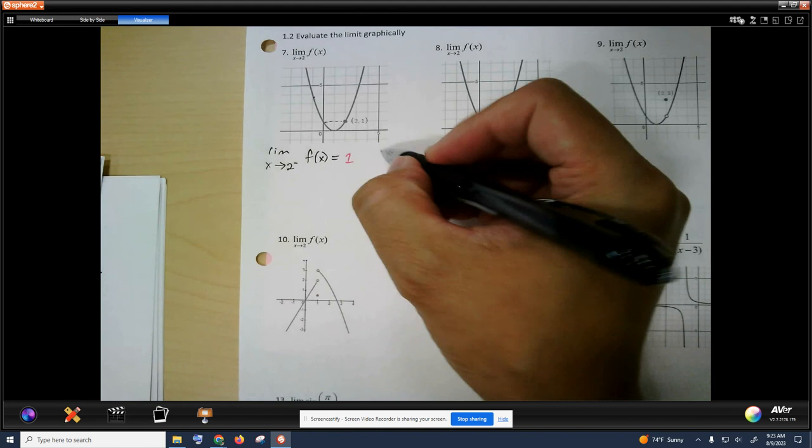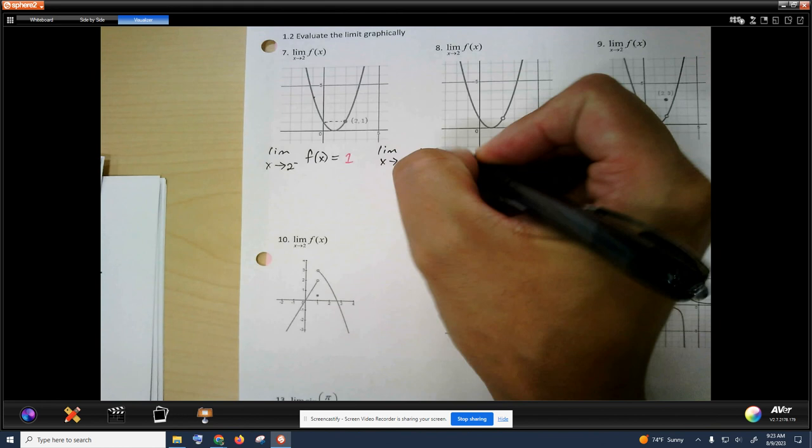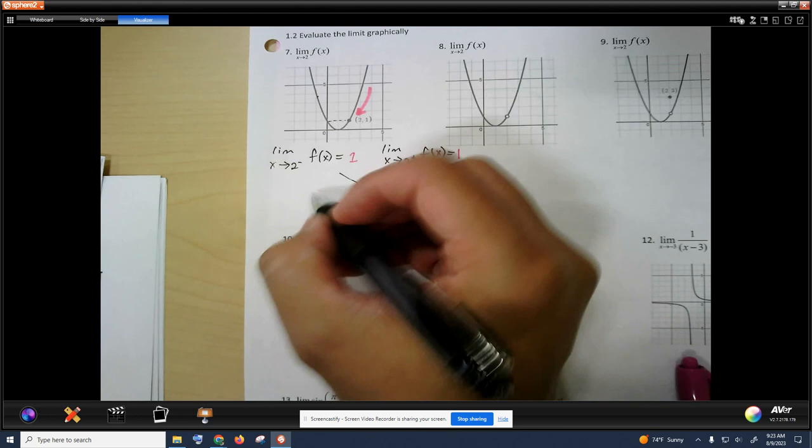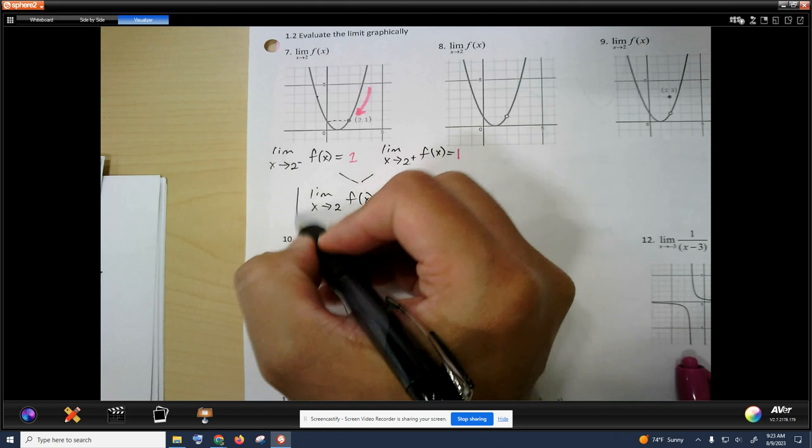And if you check this equation coming from the right, so now you're checking the dot and you're checking coming from the right side, just visually, it also looks like the y value is 1. So then you guys are able to make a statement and say the limit as we go to 2 is 1. It exists and it is 1.